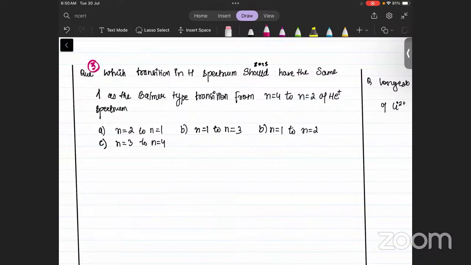Read it. When a transition in hydrogen spectrum, so this came in last year, right? Which transition in hydrogen spectrum should have the same lambda as the Balmer type transition from n equals 4 to 2 for helium positive spectrum.